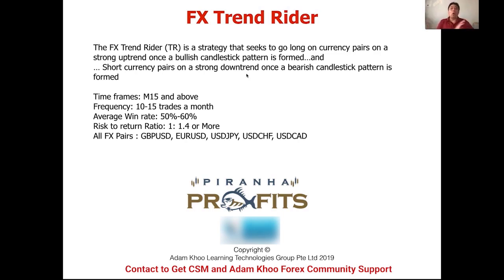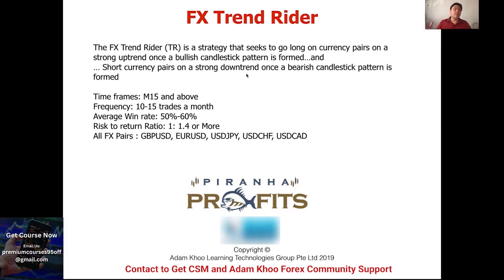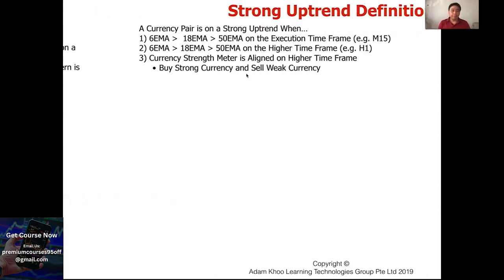Now, this strategy works on all time frames, preferably 50-minute time frame and above. I personally like to trade this on the 15 minutes and the 1 hour time frame. Frequency of the trades, anywhere from 10 to 15 trades a month, or at times even more. Average win rate, we expect about 50 to 60% win rate. Risk to return ratio, you're always risking 1 hour to make at least 1.4 hour, 1.5 hour or more. And we trade this on all currency pairs. So if you're ready, let's begin this strategy.